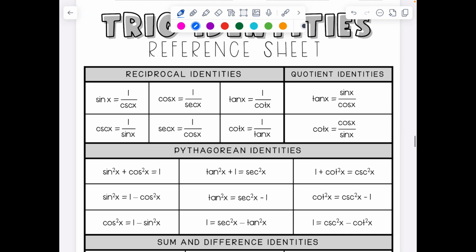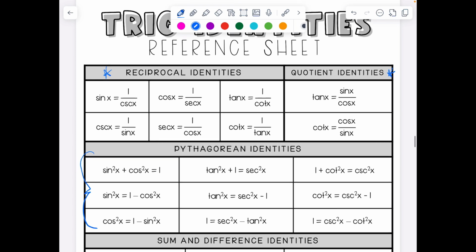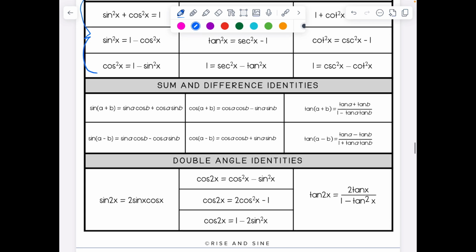We had learned the reciprocal identities with our foldables on the first day, and then on day 2 we talked about these quotient identities, how tangent and cotangent are really just sine over cosine or cosine over sine. And then you explored with your group and wrote these Pythagorean identities down. That's all you need to really worry about right now. There are some others on this sheet that we'll see as we go. You're welcome to copy those as well if you want at this point, but it's up to you.